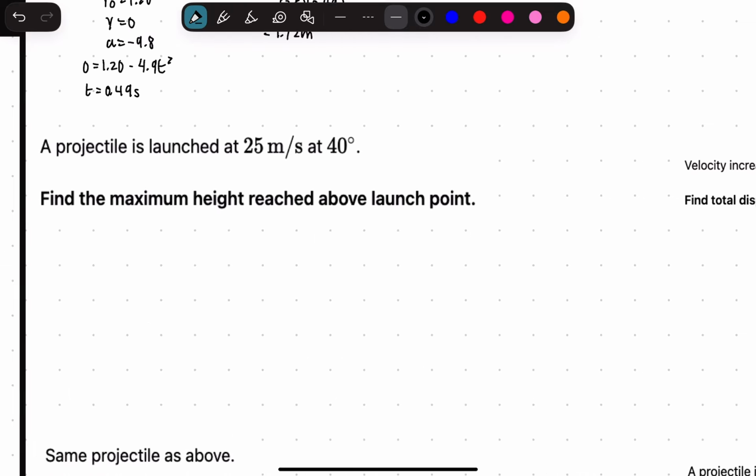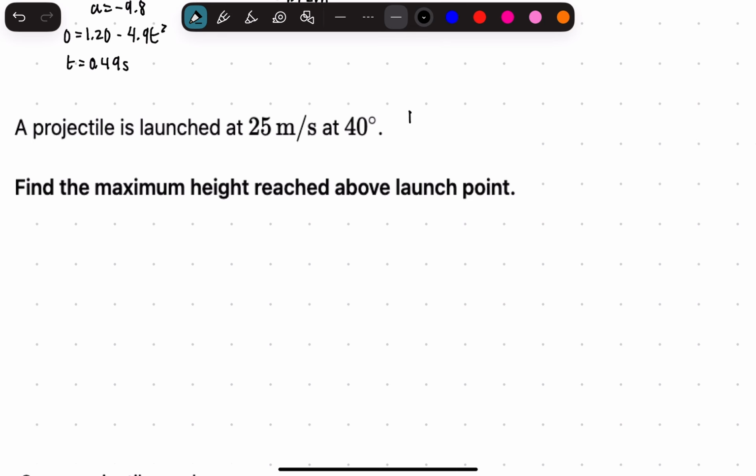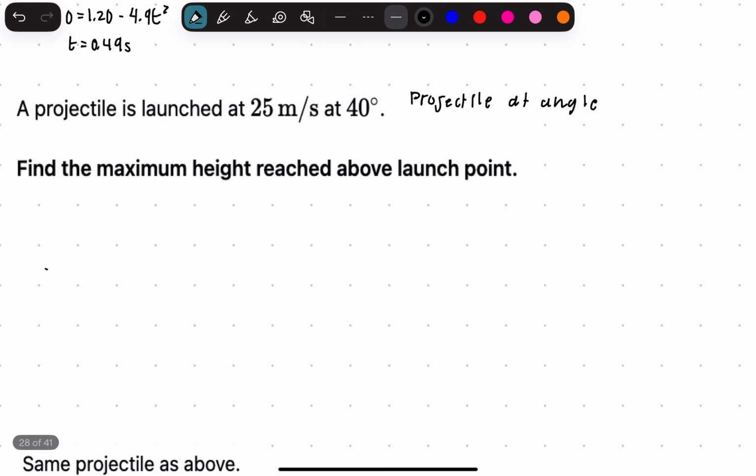A projectile is launched at 25 meters per second at 40 degrees. Find the maximum height reached above the launch point. Okay, so this is a projectile at an angle. You can imagine it launched from here, and we want to find the max height. We want to find that h.